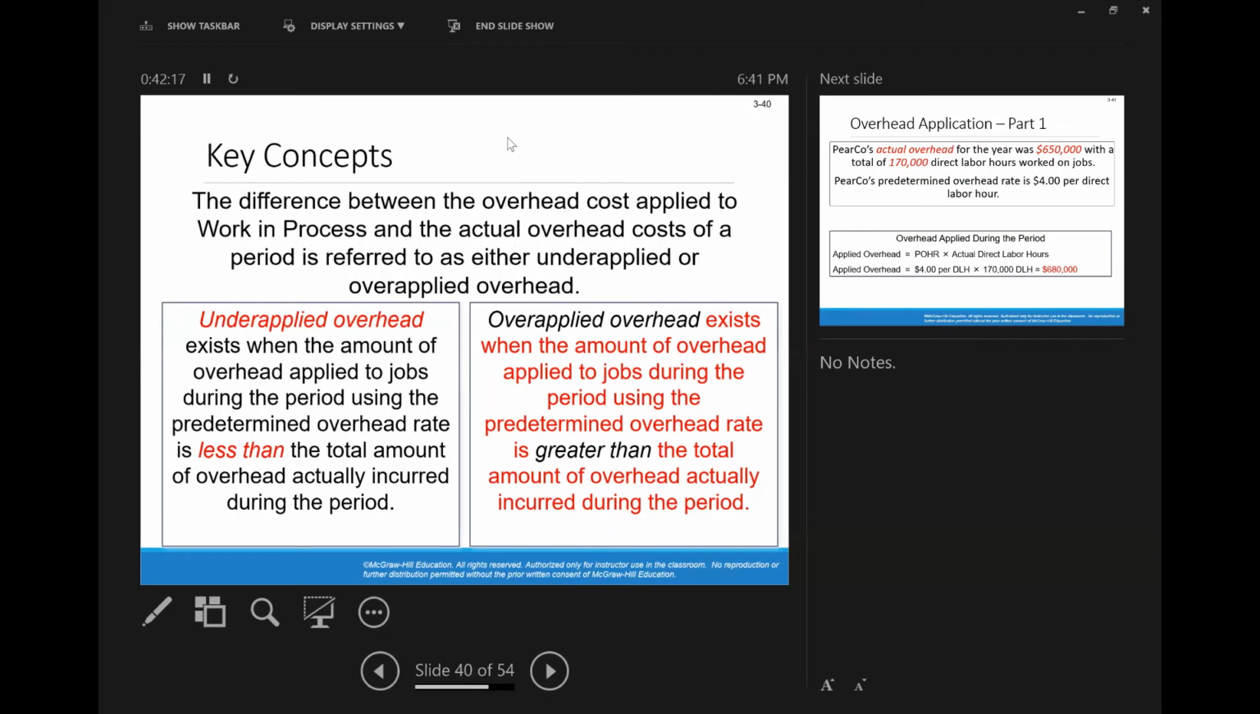So under applied overhead is when the amount of overhead applied to jobs during the period using the predetermined overhead rate is less than the total overhead actually incurred. Okay, so that's under applied. That means that we didn't put enough into that estimated amount and it's not enough. Over is the opposite. So over applied means that on the overhead of the jobs, I've estimated the predetermined rate to be greater than what the actual is, and I put too much in. Okay, so we have over and we have under.